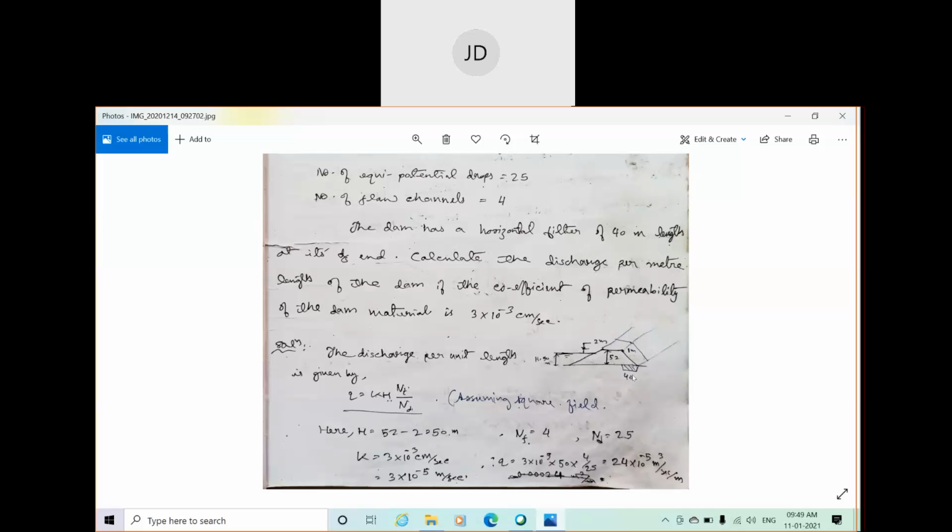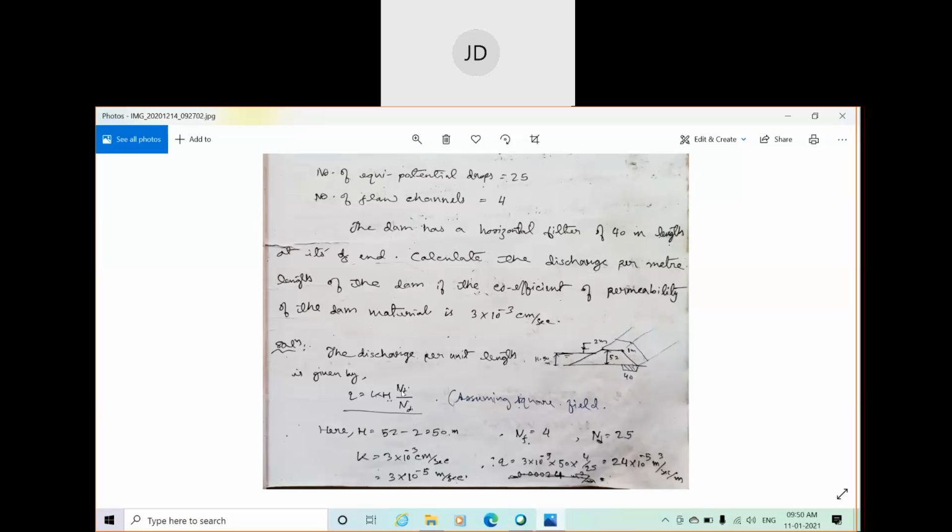In this 3D diagram you will see, per meter length means, whatever you are seeing is a cross section. The dam is in this direction, and the length of the dam will be in this direction. So up to 1 meter length only we are calculating the Q. Okay, fine. So Q is equal to K H N_F by N_D. Now the value of K is given as 3 times 10 to the power minus 3 centimeter per second. Next, N_F and N_D are also given to you.